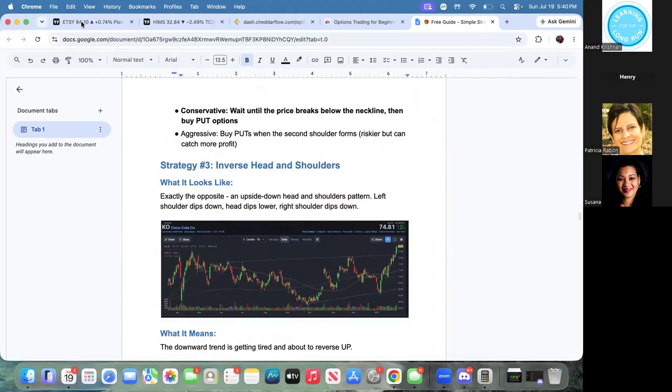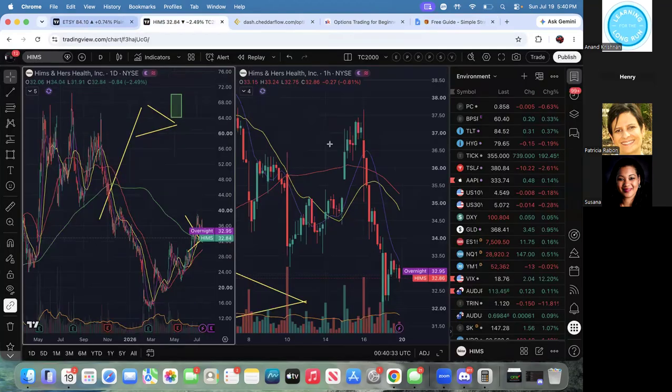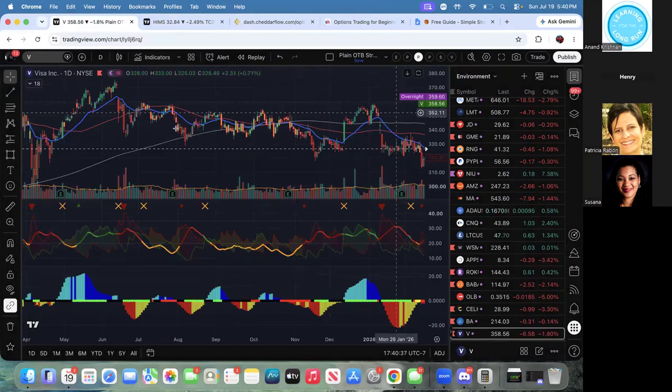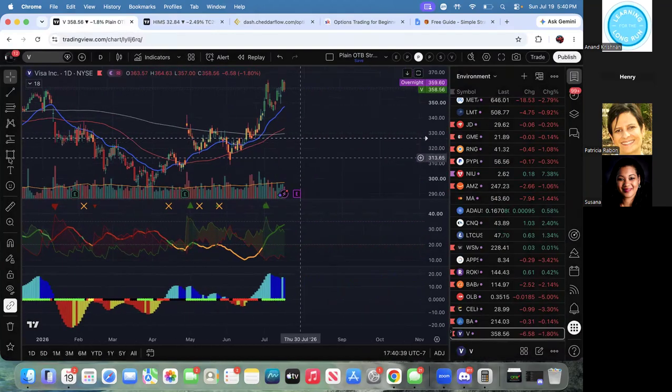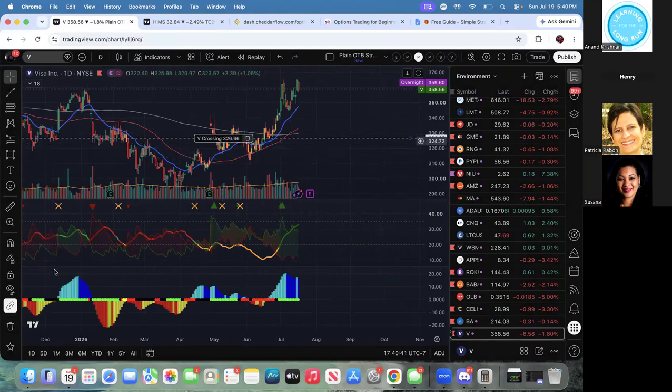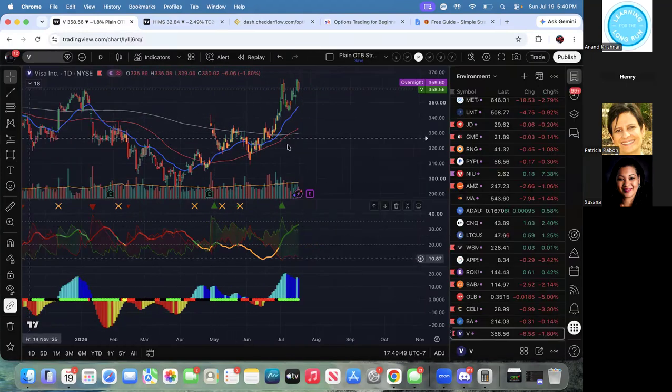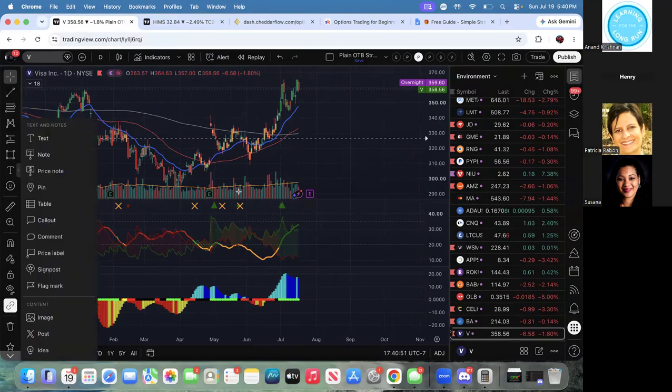Inverse head and shoulders is the exact opposite of a head and shoulders. It's actually bullish. And I think I saw an inverse head and shoulders on Visa. Let me double check. I think it's right here. It's hard to spot, but I'll try to draw it using the arcs. Oh, I need a tooltip.